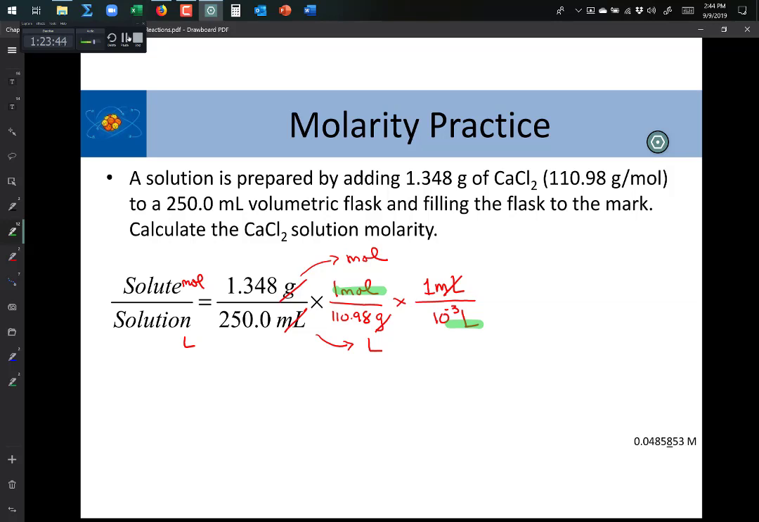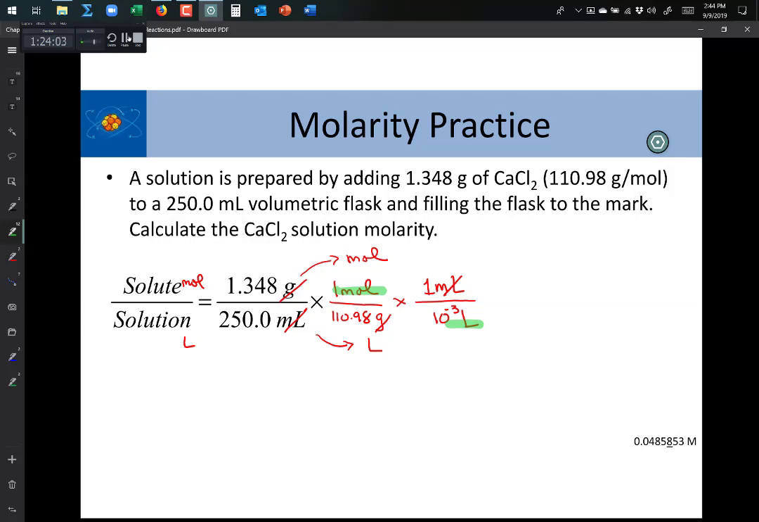Now, if you took 3A, you learned there are different ways to do this. You can calculate the moles and convert the milliliters to liters and divide. You'll get the same answer. Okay? I want you guys to learn how to do everything like that, including breathe.